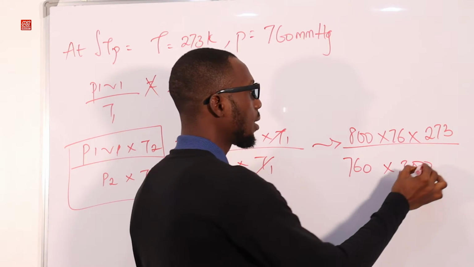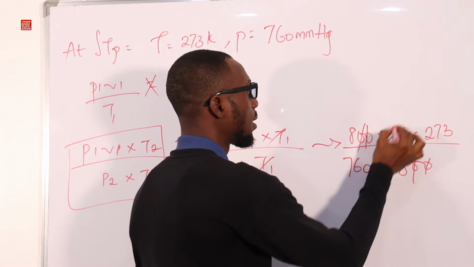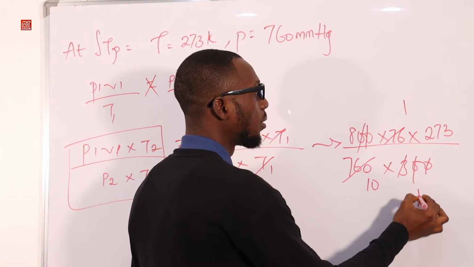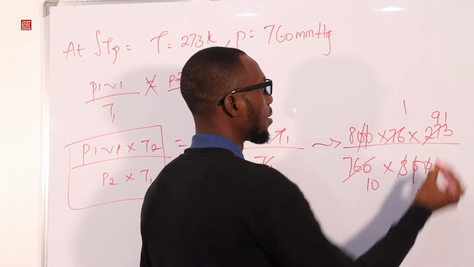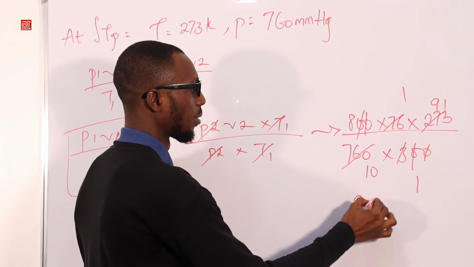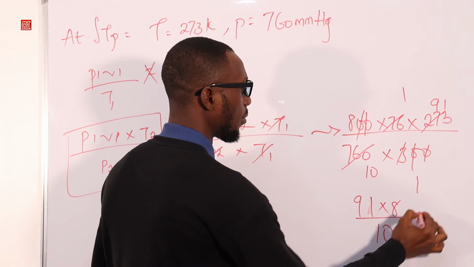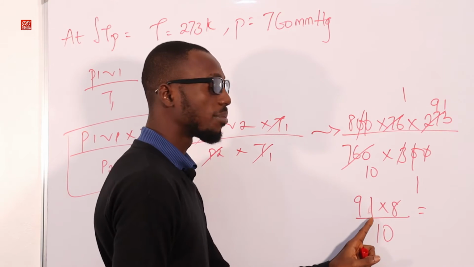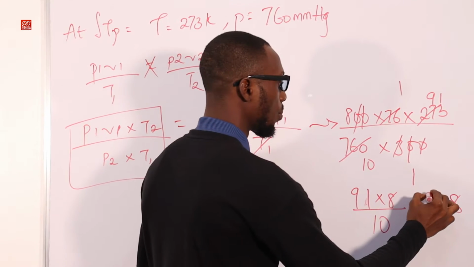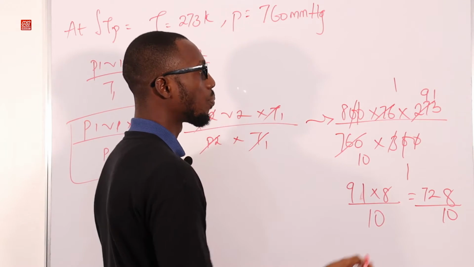All right, so I can do this. 76 here 1, 76 here 10. 3 here 1, 3 here 91. So I have 91 times 8 over 10. 91 times 8. 8 times 1, that is 8. 8 times 9, that is 72. So we have 728 over 10. So that should give us 72.8.